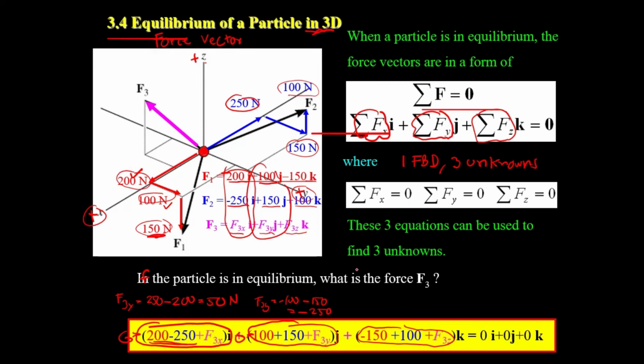And the last one, do the same thing. You take this one to be 0. F3z is going to be 150 minus 100, which is 50 kilonewton. You will get the same one. This one equal to 0, this one equal to 0, and this one equal to 0. Just move things around and you will get the result.